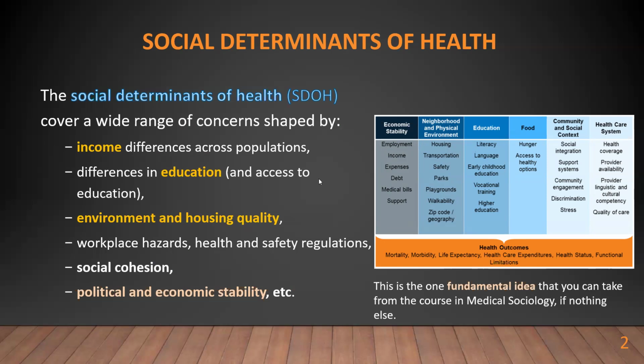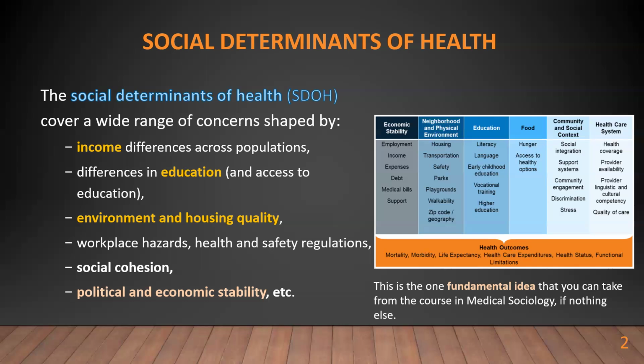But we could also say that social determinants of health could be listed as this: income, education, environment, workplace hazards, social cohesion, political and economic stability. So you can place economic stability at the bottom or at the top of the list. Well, generally speaking, where you place it matters less than the fact that you include it in this understanding.